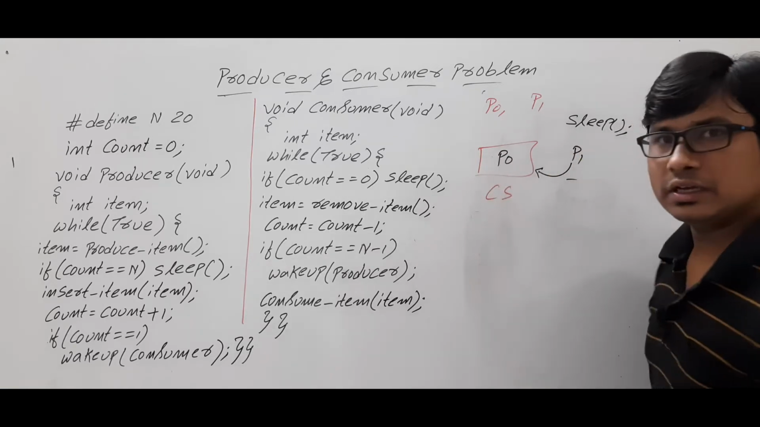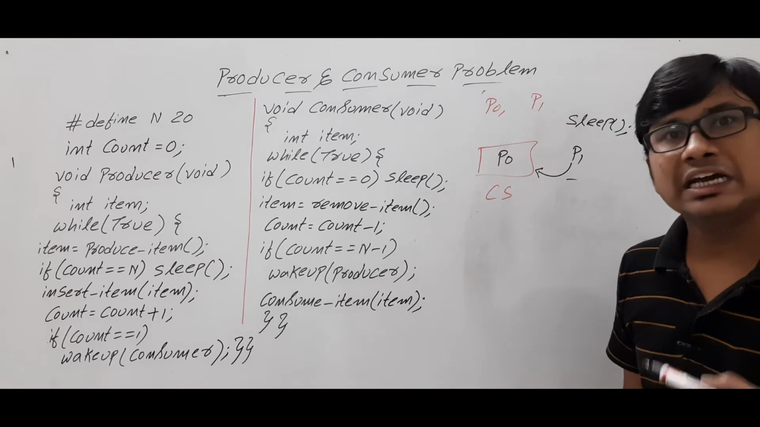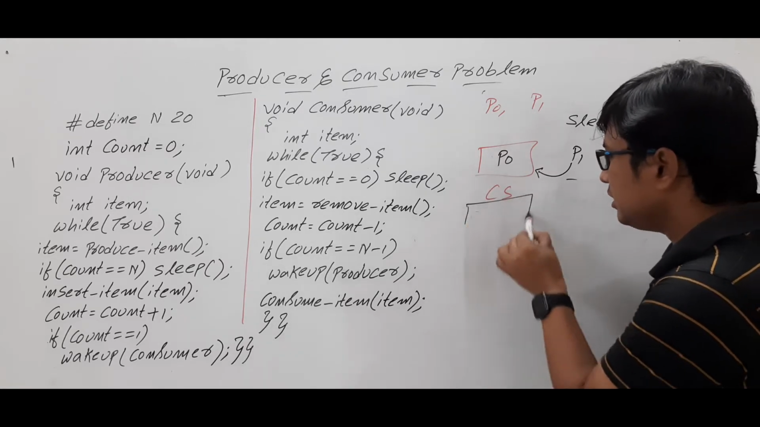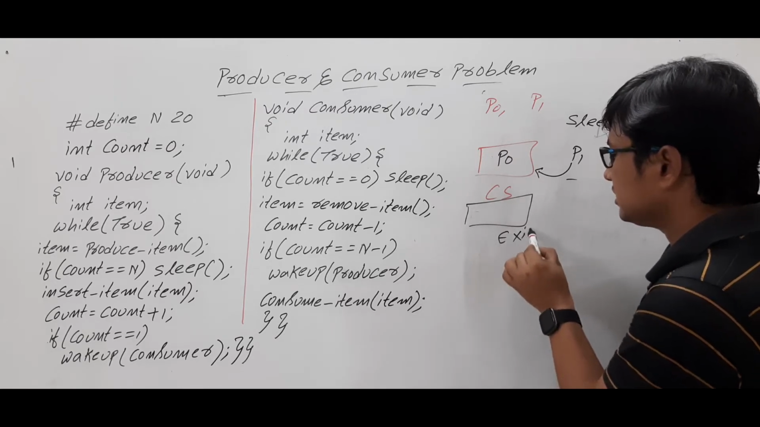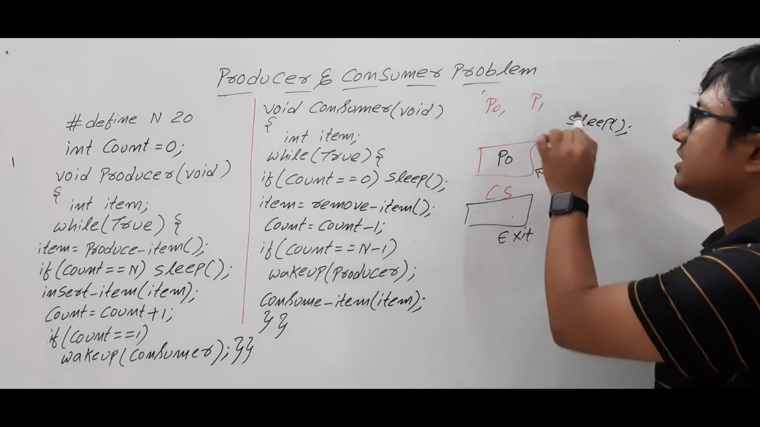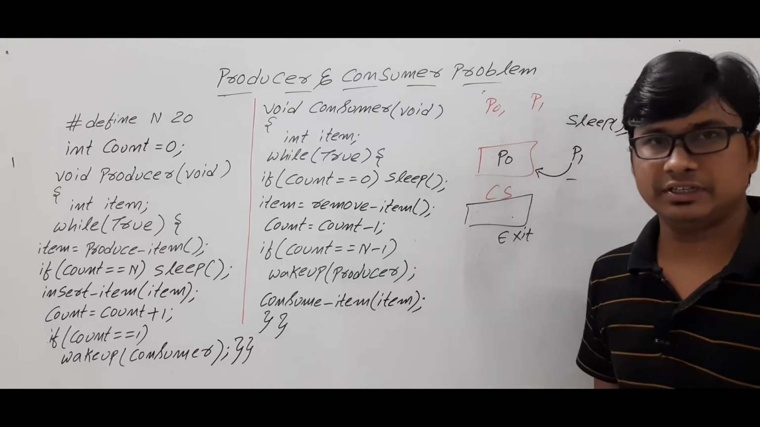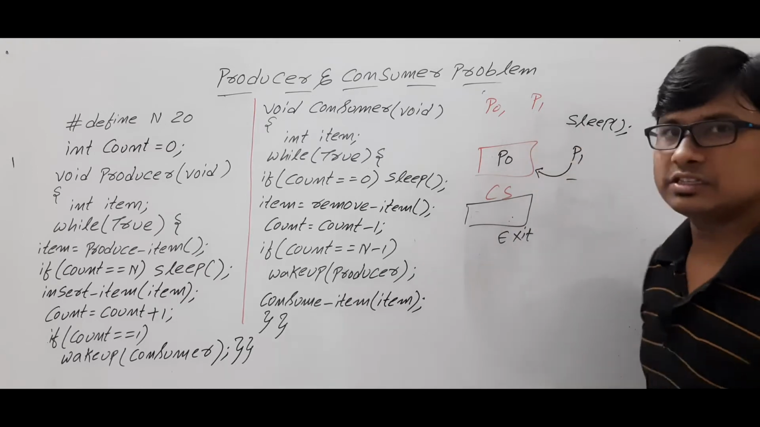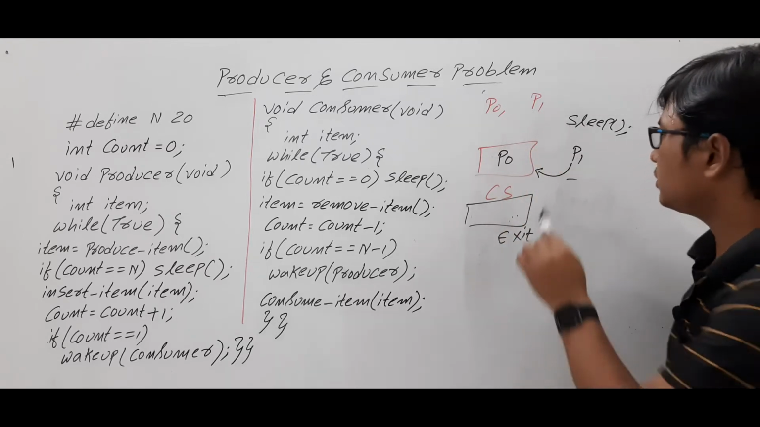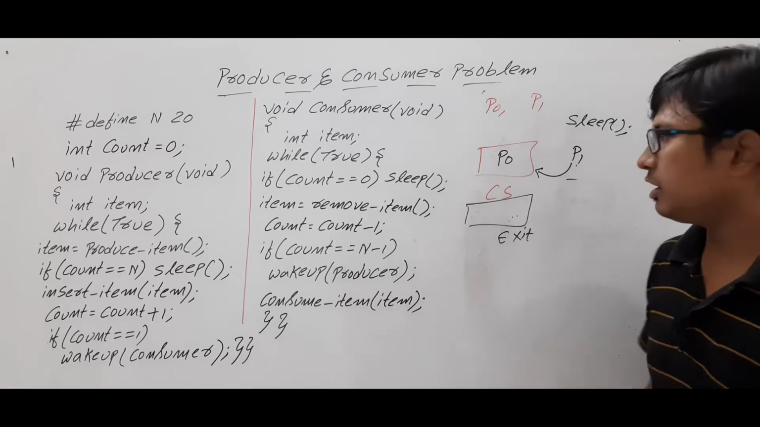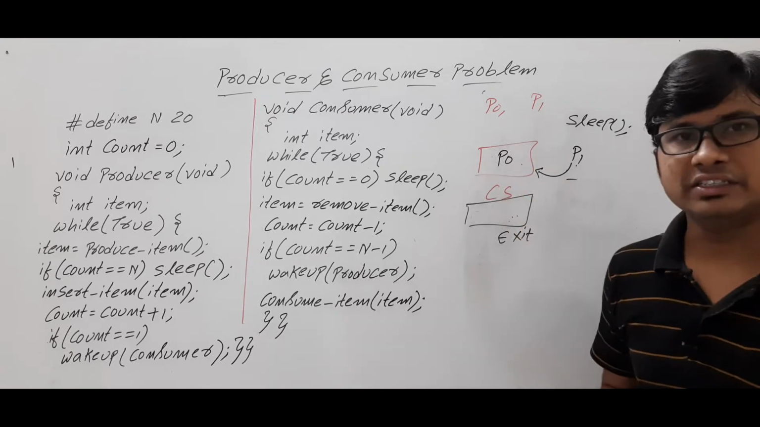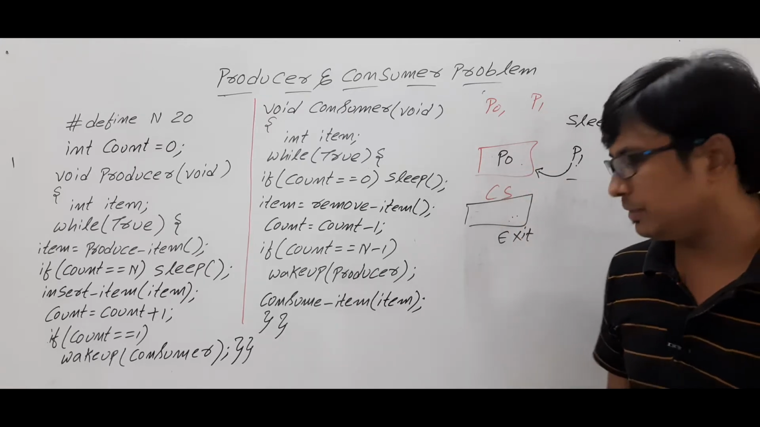Now, once process P0 completes its critical section part, it will execute the exit section. Once it comes to the exit section, it will check whether any process is in the sleep state. If any process is in the sleep state, it will go and wake it up. Is it clear? So process P1 will be woken up and it will check: yes, now the critical section is vacant, so it will enter the critical section. It is very simple. Let me give a real-time example.